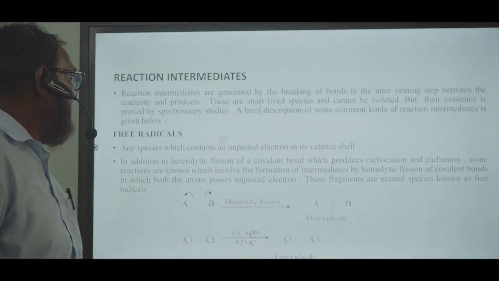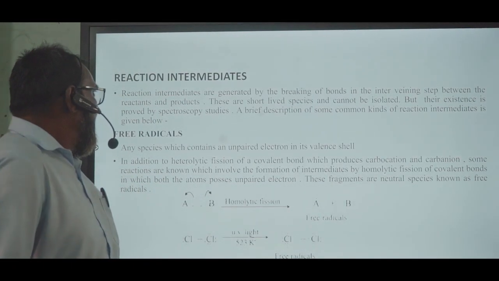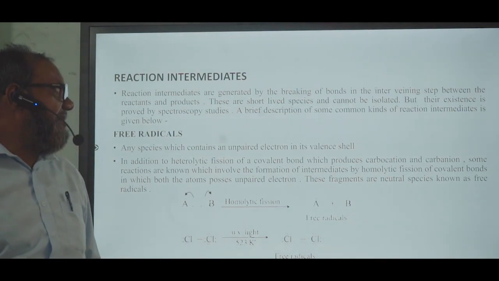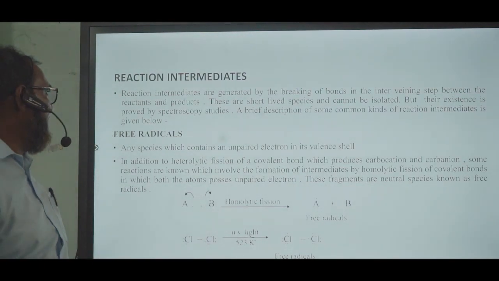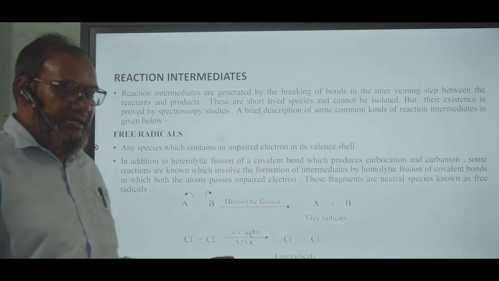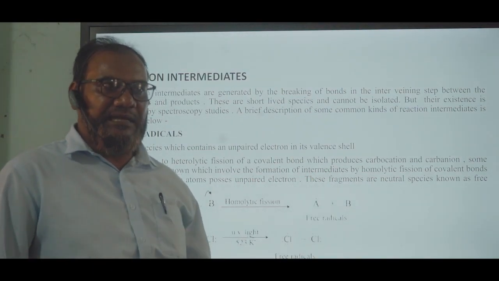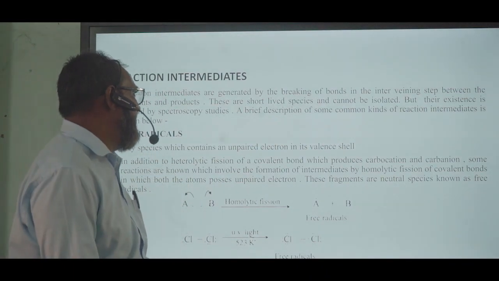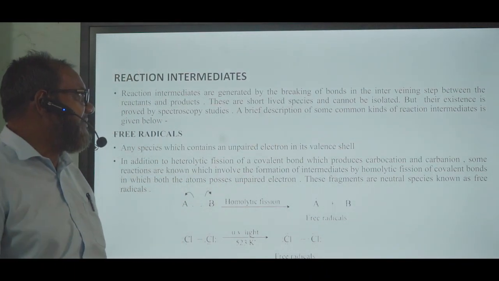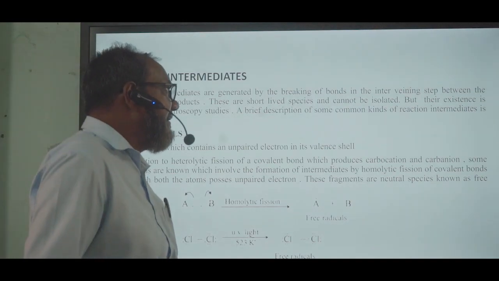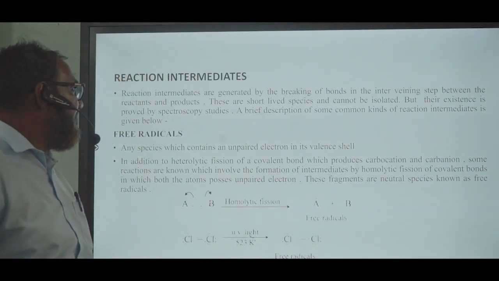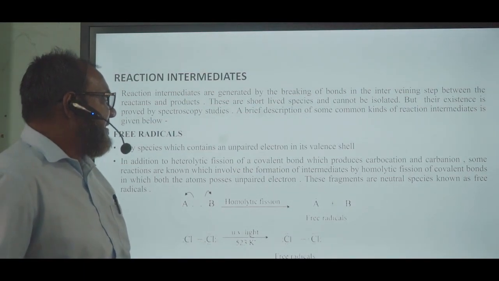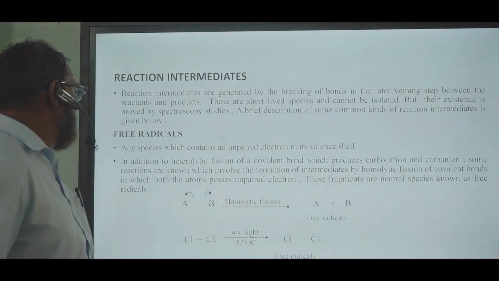Now, reaction intermediates. The reaction intermediates are generated by breaking of bonds in the intervening steps between the reactants and product. That is, in between reactant and product, some short-lived species are formed, which are called reaction intermediates. These are very short-lived species and cannot be isolated, but their existence is proved by spectroscopic studies. A brief description of some common kinds is given as follows.